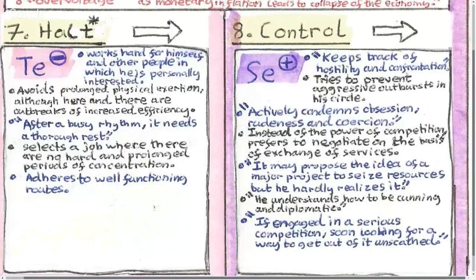Do you understand how to be cunning and diplomatic? Somewhat. I don't know if I'm totally confident in my skills there, but most people think I'm a diplomatic person. I don't know about cunning. If engaged in a serious competition, looking for a way to get out of it unscathed. Well, I rarely enter serious competition to begin with. But if I was in a serious competition, I think I would try to stick it out and do the best I can. I don't know. But the first part of it is very, very true for me.